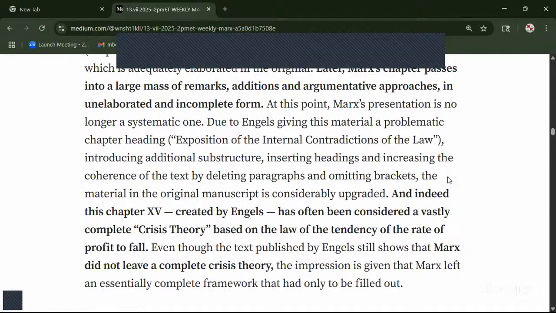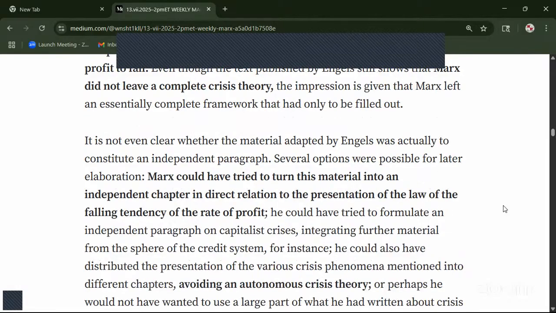So, an entire decades of interpretation could be misled, even though the text published by Engels still shows that Marx did not leave a complete crisis theory. The impression is given that Marx left an essentially complete framework that only had to be filled out. So, there's a lot of ink spilled subsequently.